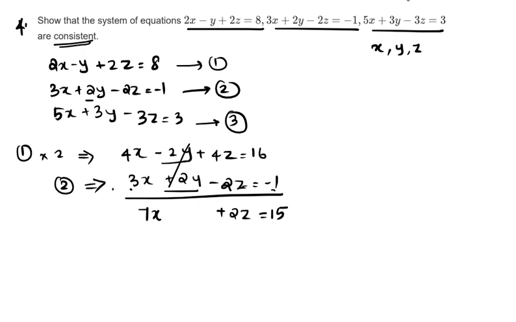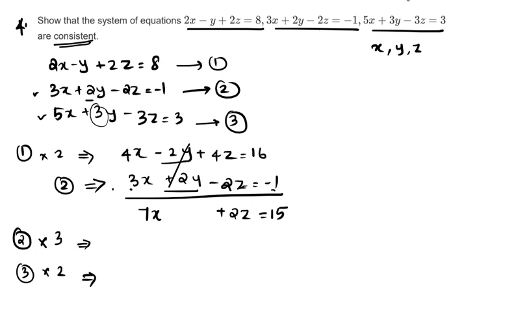7x plus 2z is equal to 15. In the same way, I am going to take the other two equations, that is equation number 2 and equation number 3. I am going to cancel this y and find another equation. So what we can do is take the second equation and multiply it with 3, to remove this 2. The third equation I am going to multiply with 2, so that it will be cancelled.